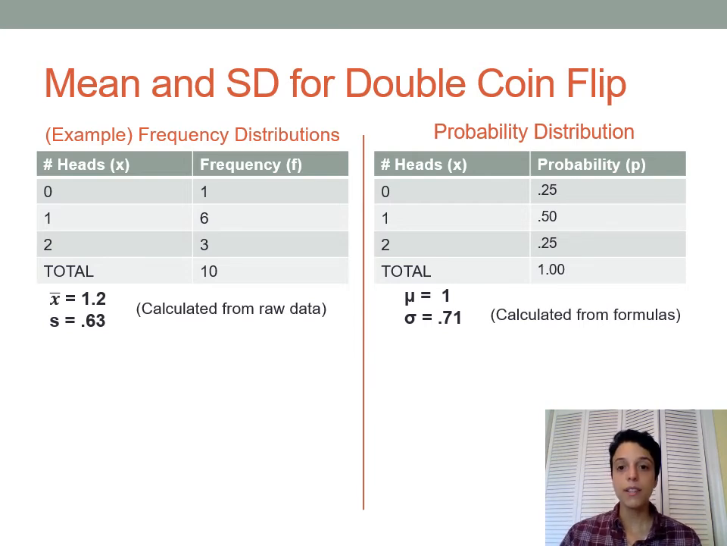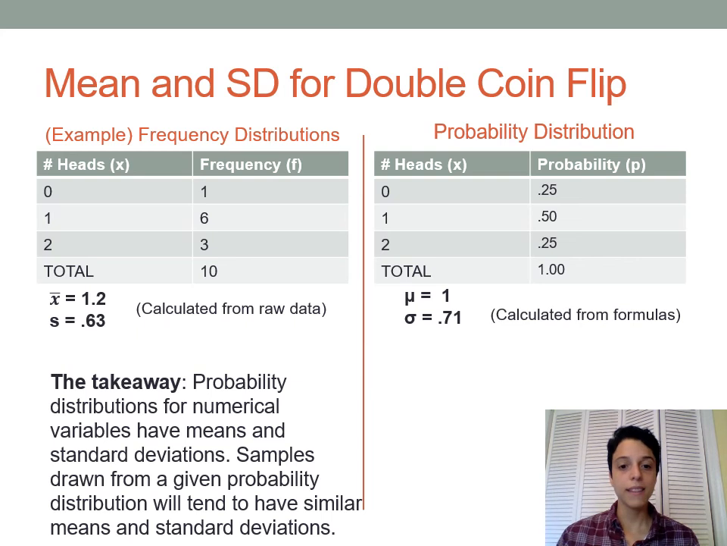In general, just like a probability distribution tells you what percentage of different outcomes you would expect to see in your sample, it also tells you the statistics that you would expect to find in your sample for mean and standard deviation. The takeaway from this slide is just that probability distributions for numerical values have means and standard deviations, and that you'd expect the mean and standard deviation of your sample to resemble the mean and standard deviation of your probability distribution. This is something that will also be important later, but that's really all I'm going to talk about it for now.